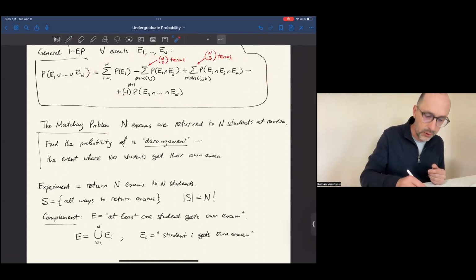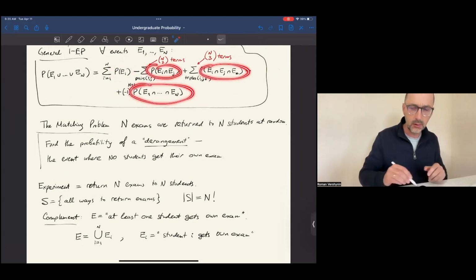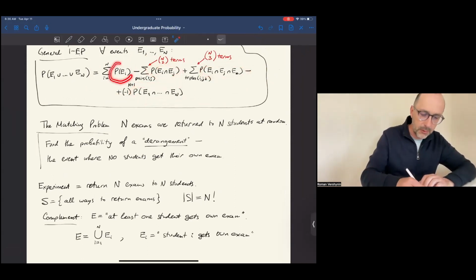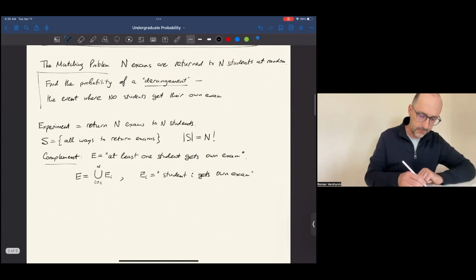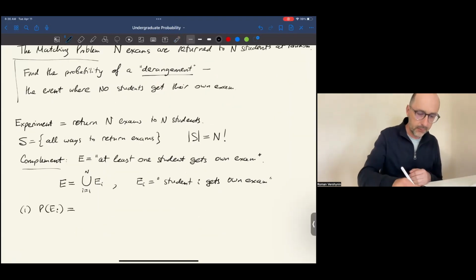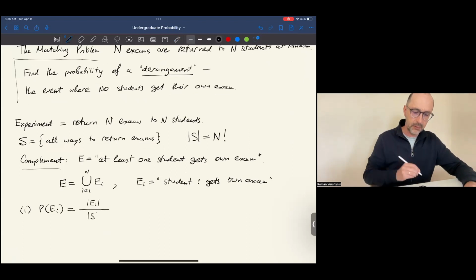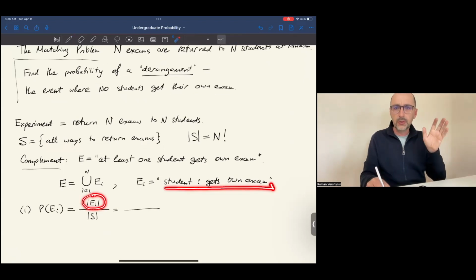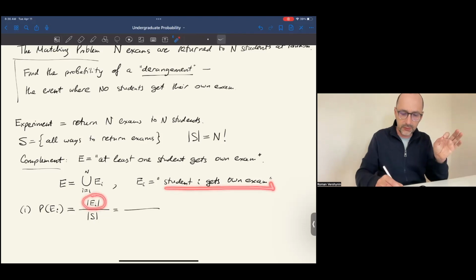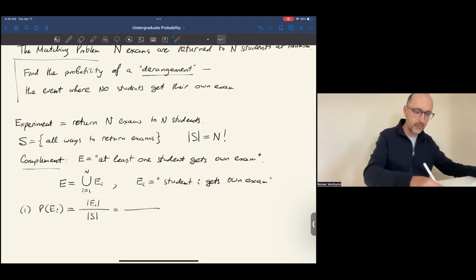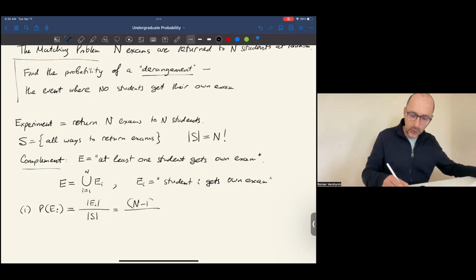To apply it, we'll first need to compute the probabilities of each event Ei, as well as their intersections. So let's compute the probability of Ei first. All outcomes are equally likely. This is uniform probability, and so it can be computed as a fraction, number of outcomes in Ei over the number of outcomes in S. What's the numerator? How many ways are there to return the exams so that this particular student, i, gets their own exam? There are (n-1) factorial ways.